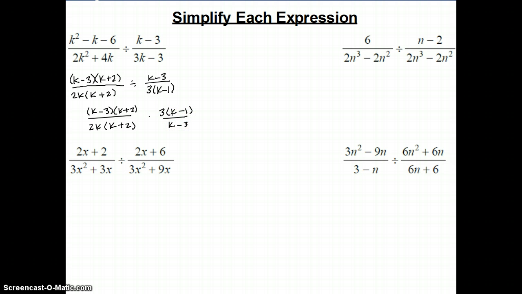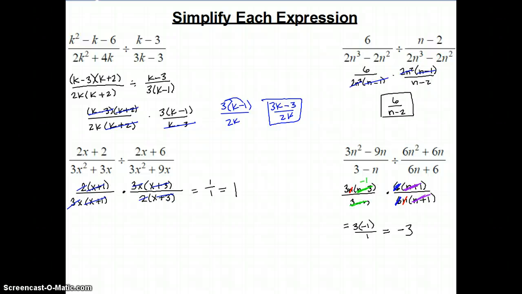Now before I multiply, I identify and reduce any common factors. I see k plus 2 repeated, those are identical, and k minus 3 repeated. I do not see anything else repeated. So in my numerator, I have 3 times k minus 1, and in the denominator, 2k. I'll distribute this 3 to simplify completely, and then we are done. Go ahead and take a moment to pause the video and try the next 3 on your own.